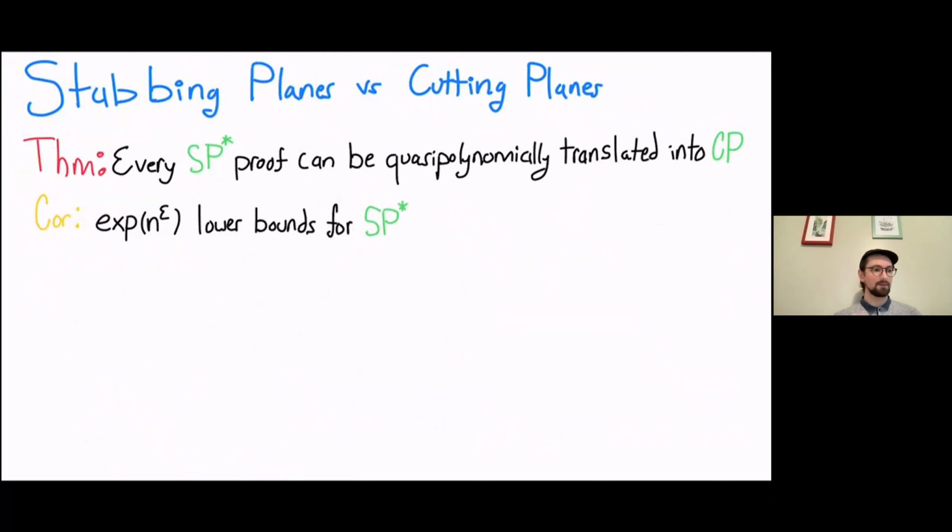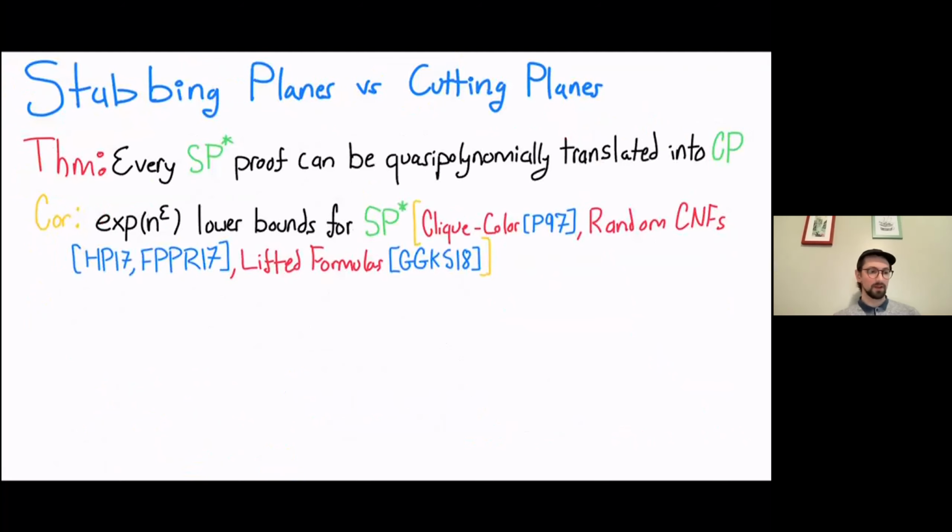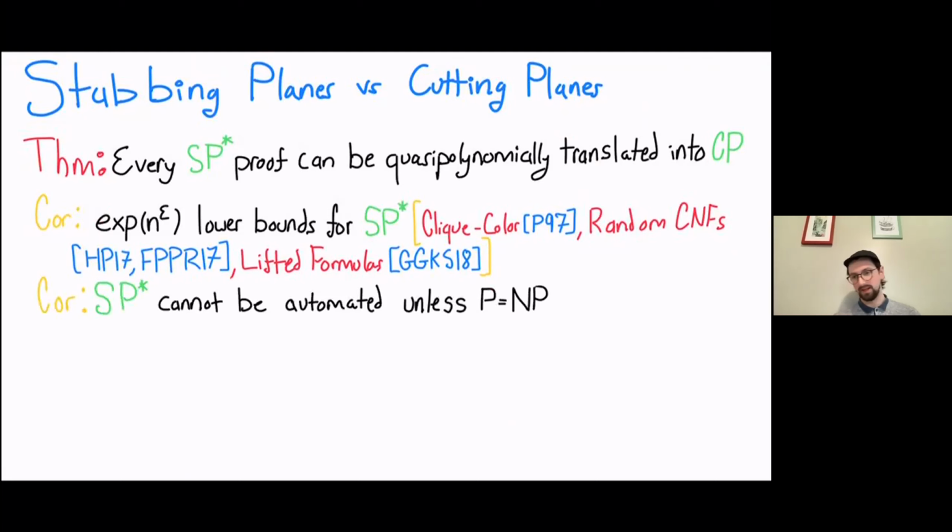So we showed that every stabbing plane star proof can be quasi-polynomially translated into cutting planes. I'm not going to do the numbers, but you guys can work it out. So some corollaries from this: we get an exponential, or well, at least 2 to the n to the epsilon lower bound on stabbing plane star for the following formulas: clique, co-clique, random CNF formulas, and lifted formulas. There's the corollary that stabbing plane star cannot be automated unless P equals NP. And this is just by inspection.